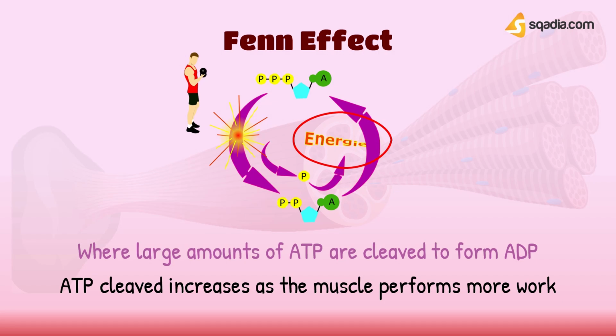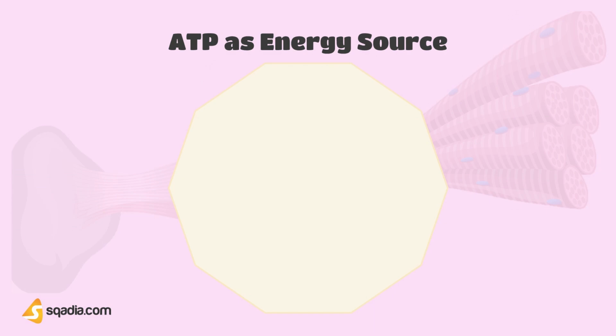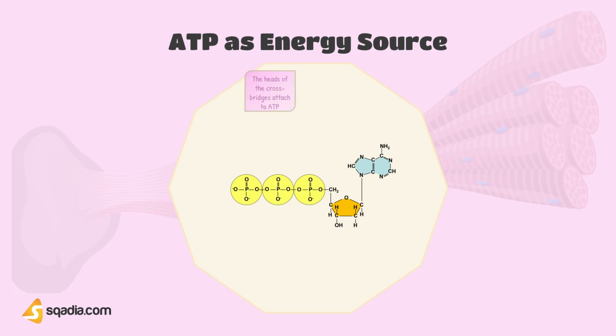The Fenn effect basically highlights the relationship between the amount of work performed by the muscle and the amount of ATP that is cleaved. It demonstrates the dynamic nature of ATP utilization in muscle contraction, with the ATP molecules being continuously broken down to ADP to release energy for muscle activity. So, let's go through the steps of this process.